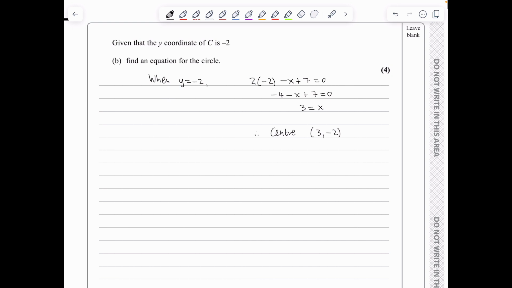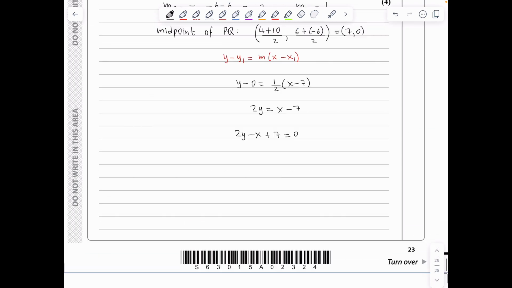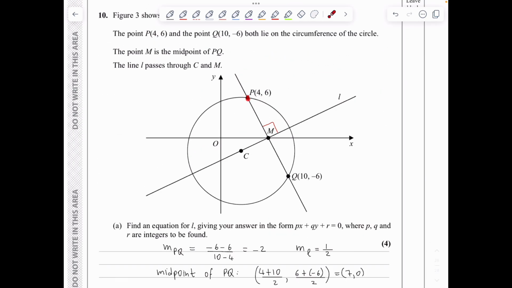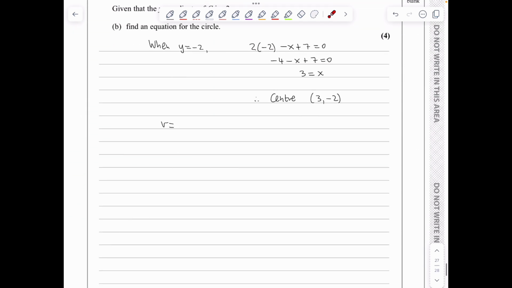I will then proceed in finding the radius. I'll be doing the distance formula. I've got the center, I've got 2 points lying on the circle. I'm going to pick one of them. So if I just pick point P with coordinates 4, 6, I will find the distance CP, and that will be my radius. So I'm doing y2 minus y1 squared, so 6 minus -2 squared, plus x2 minus x1 squared, so 4 minus 3 squared, and all square root. This gives an answer of root 65. This is the length of the radius.